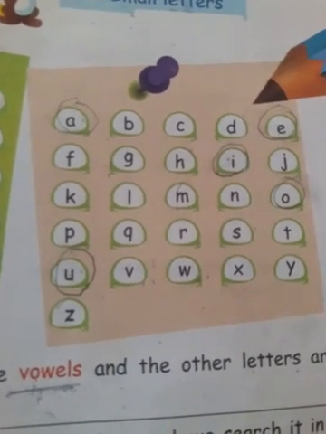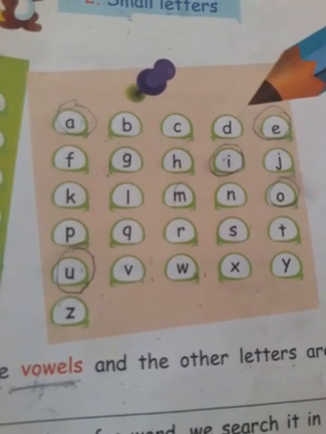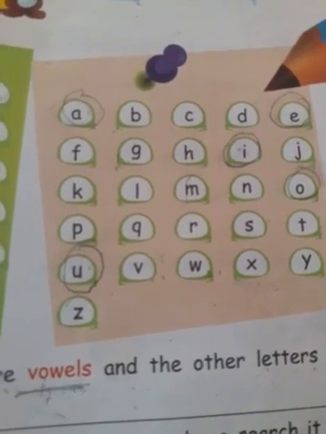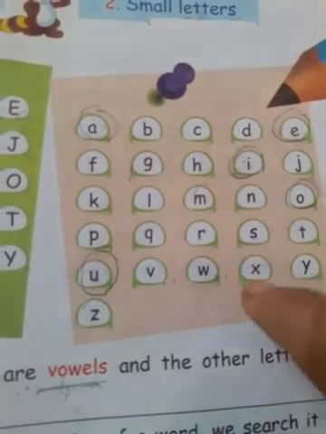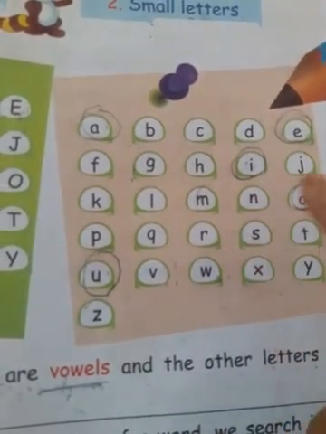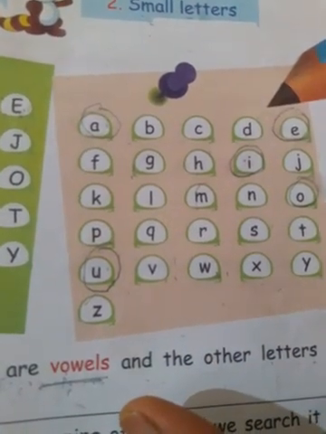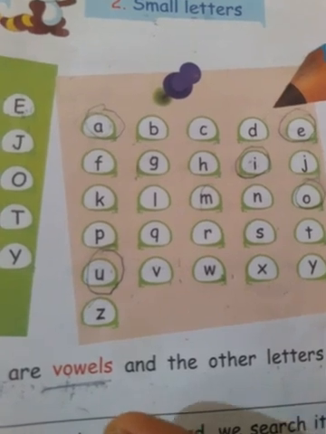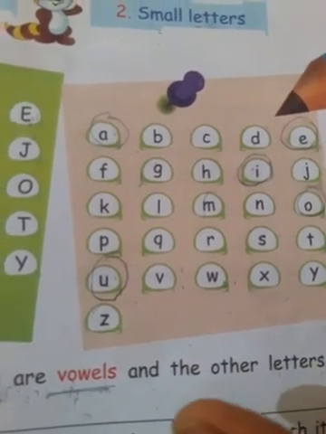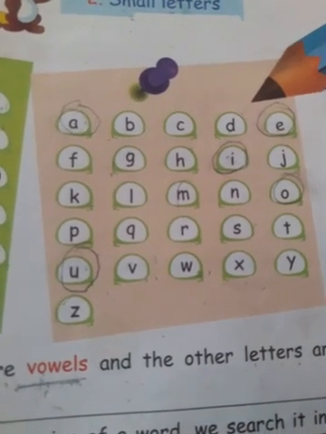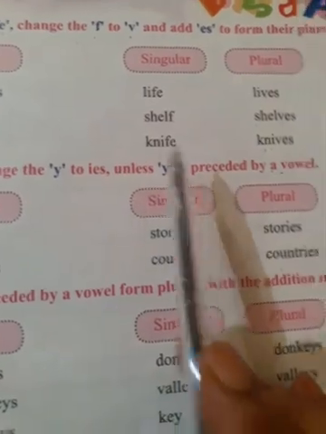The 5 letters. So how many are left in 26? 5 are vowels, so 21 will be consonants. In the English alphabet, there are vowels and consonants. 5 letters, A, E, I, O, U, are known as vowels, whereas the rest of the letters are known as consonants. Okay? So what does the fourth rule want to say?